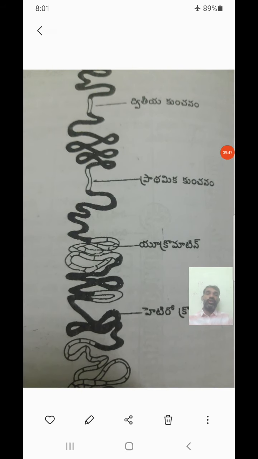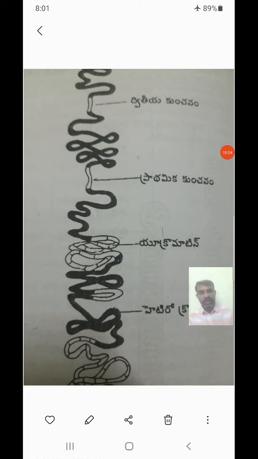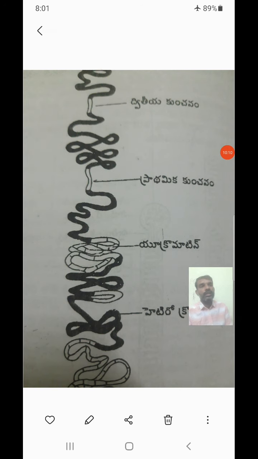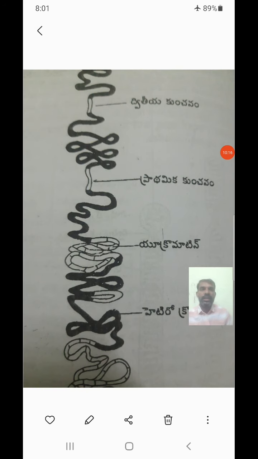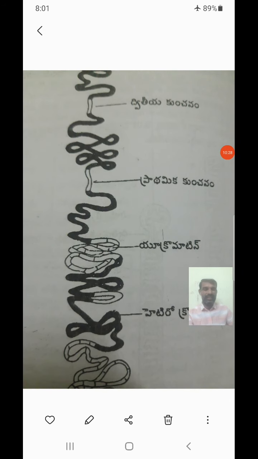On the surface of the chromatin we can observe bulbous structures. These are called chromomeres. Each chromomere contains DNA plus histone proteins. These help in heredity. Next, we have to identify the types of chromonemal coils, paranemic and plectonemic. Paranemic means a very loosely arranged coil, and plectonemic means tightly arranged, clumsy coils.